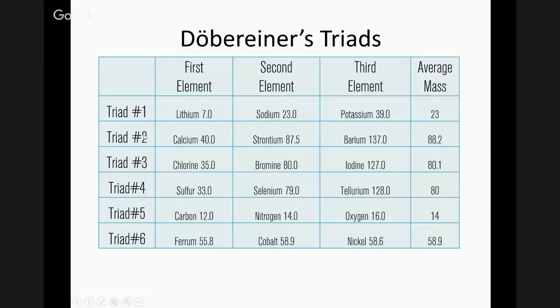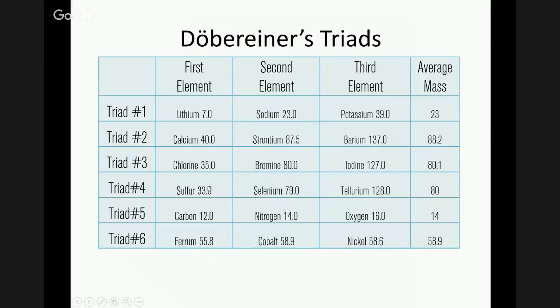Look at this group, calcium, strontium, and barium. They all behave the same. They all have really similar physical properties. Again, if you line them all up and take their average mass, it works out to 88, and strontium has a mass of basically 88. Likewise, chlorine, bromine, and iodine are all reactive gases at room temperature. Again, he added their 3 masses together, and the average mass worked out to be bromine's.